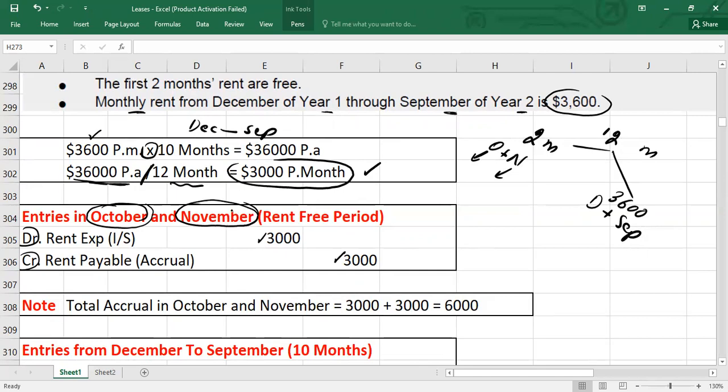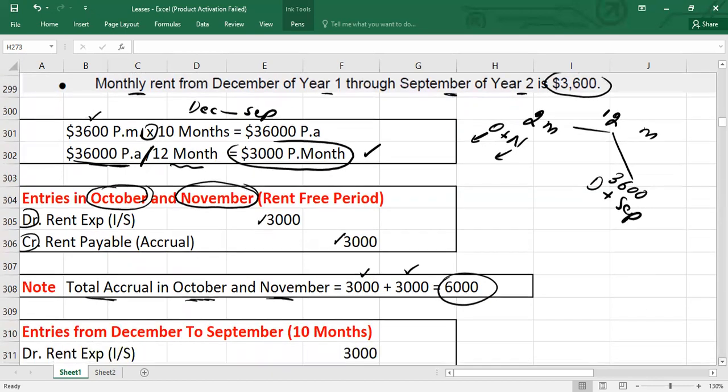So it means your total accruals in the month of October and November is 6,000. Why? Because 3,000 of accrual you have recorded in the month of October, and 3,000 of accrual you have recorded in the month of November. So the total is 6,000. This accrual you have to eliminate, you have to write off over the remaining period. How will you do it?